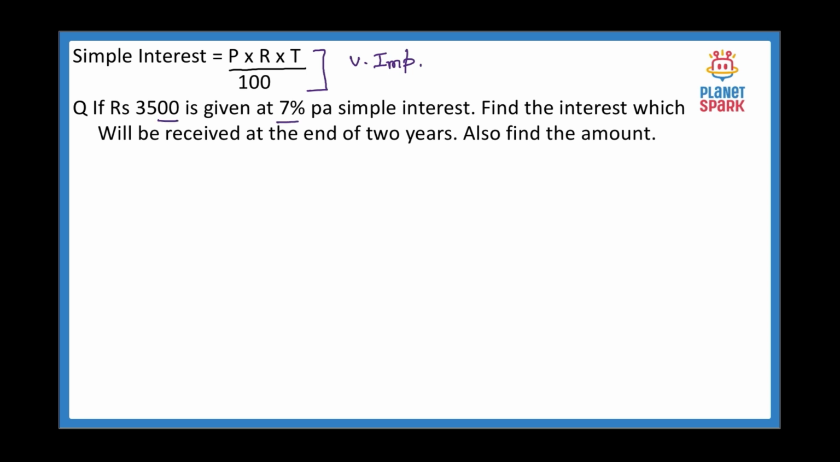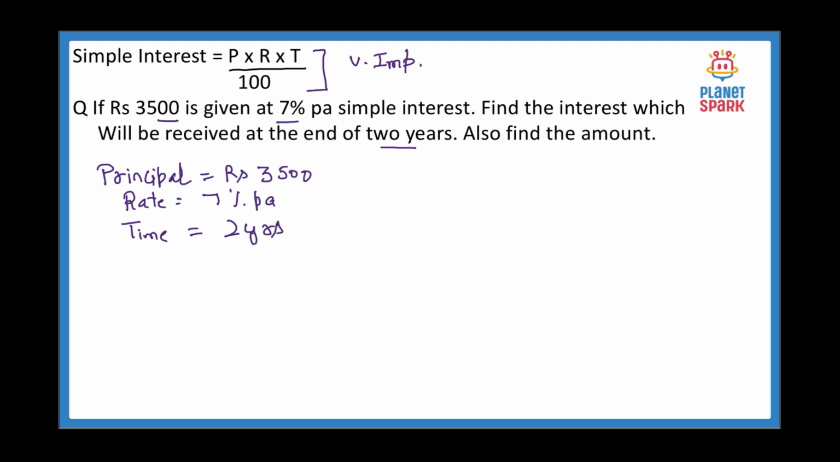If rupees 3500 is given at 7% per annum, what will be the interest for 2 years, and also we have to find out the amount. So principal amount over here is rupees 3500. The original amount invested or given on loan is taken as principal. Rate of interest is given to us as 7% per annum. So rate is equal to 7% per annum. What will be the amount received after 2 years? So time over here is 2 years.